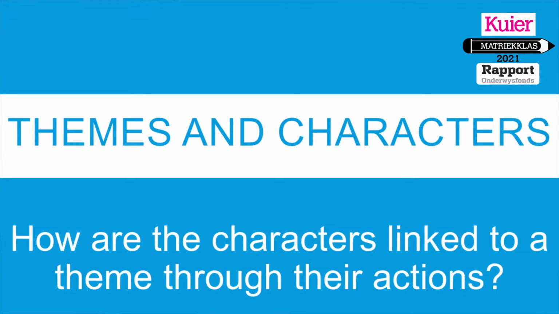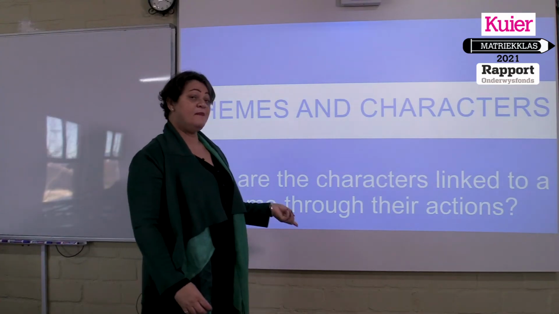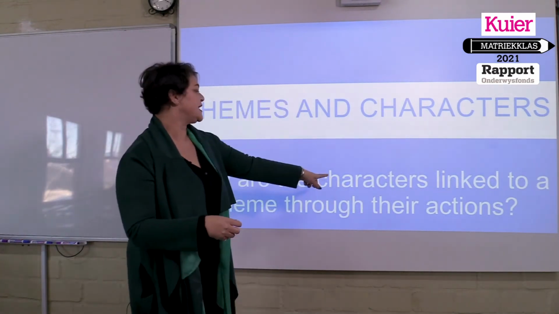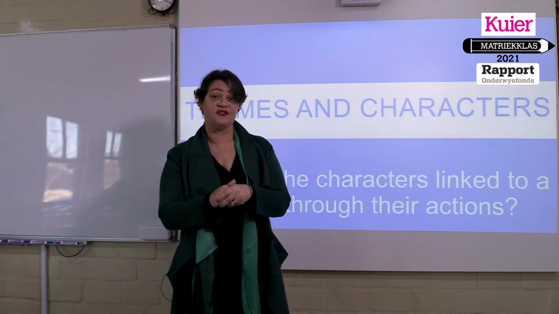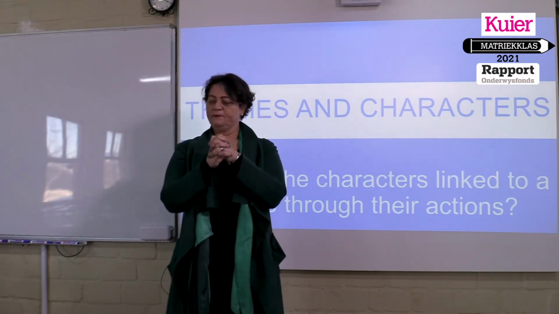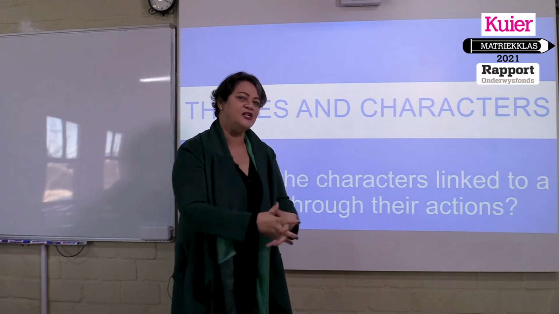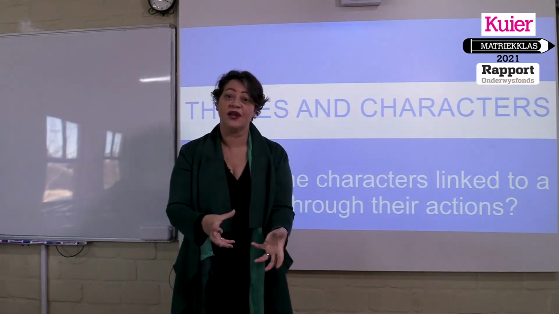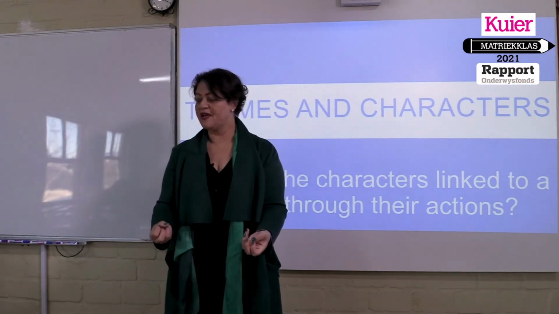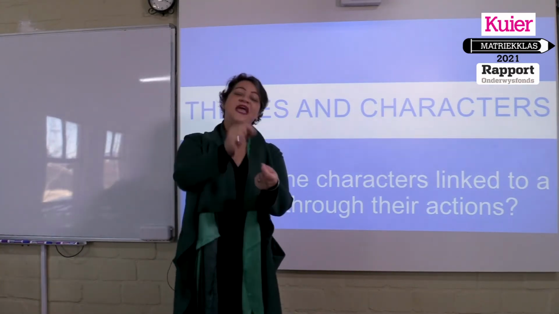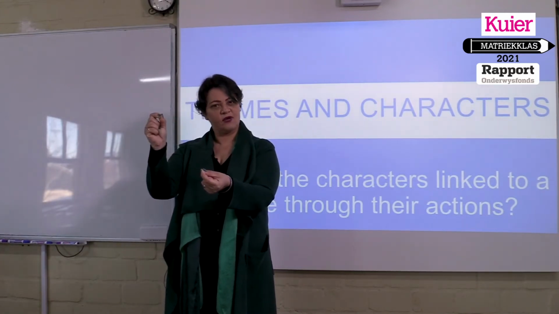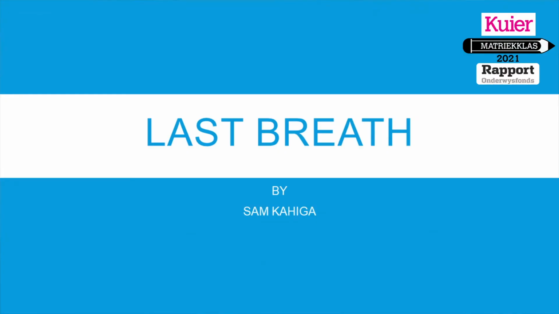So, themes and characters. Now, how are the characters linked to a theme through their actions? Let me explain. Remember I spoke about the theme of love. I said love is a theme, discuss, that's the question. The characters in the story that I've chosen, The Last Breath, what does the young man do to show love? What does Eva do to show love? What does the dad do to show love? What does the mum do to show love? So that is how, through their actions, we link a character to a theme. Okay, so that's how that works.